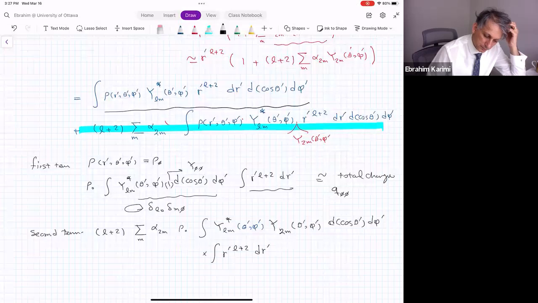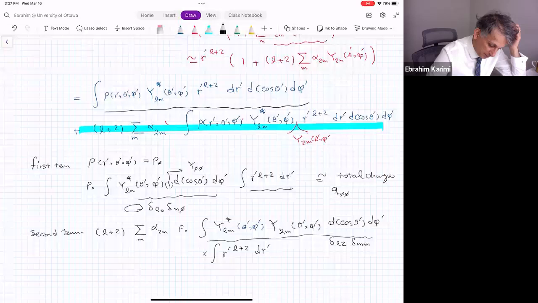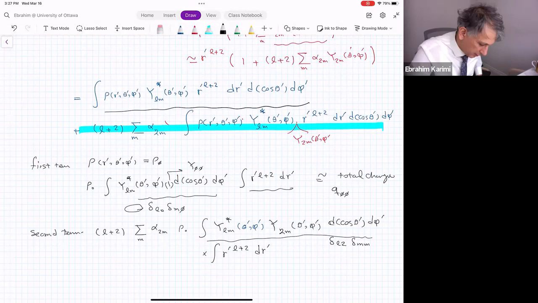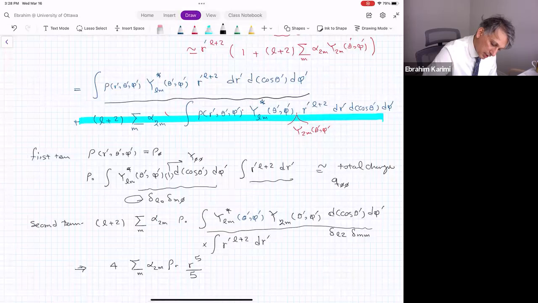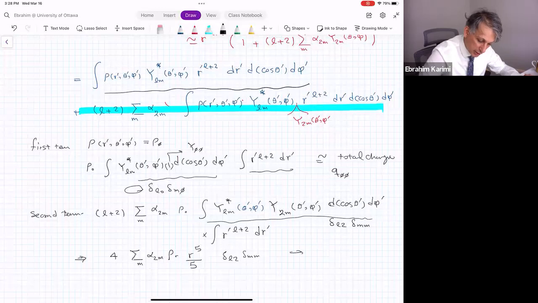Good. Perfect. So whatever we get from this, it will be delta L2 and delta of MM, which essentially we could write in terms of M prime, but anyway, we know that the M will be identical for both of them. So essentially what we will get from this term, L will be replaced by 2. So that will be 4 at the front, summation of M alpha 2M rho 0, and then r to the power of l plus 3, that will be r to the power of 5 divided by 5, then we do have the delta of L2, delta of M. Okay. So that tells us that only Q2M will play a role.